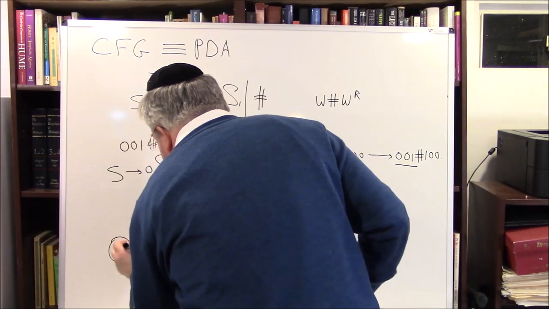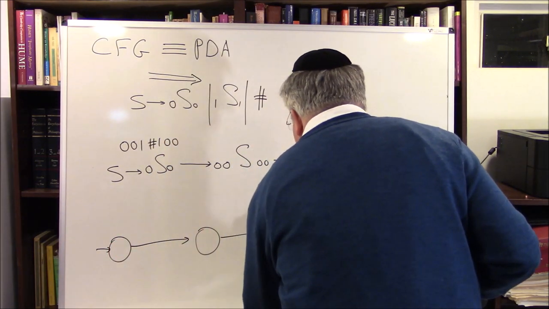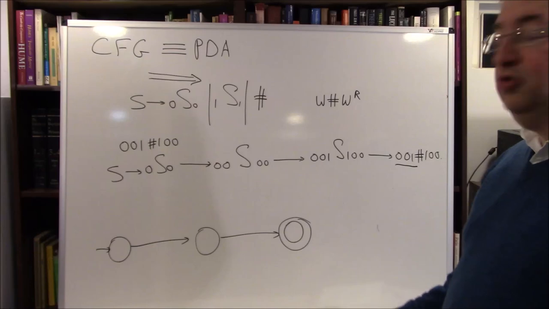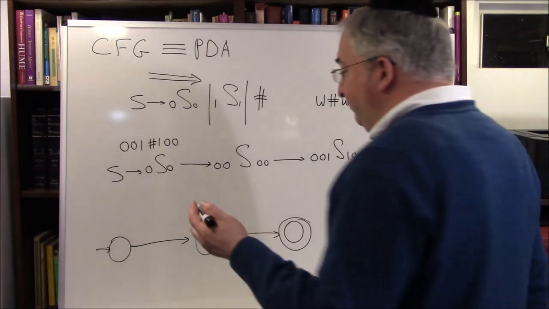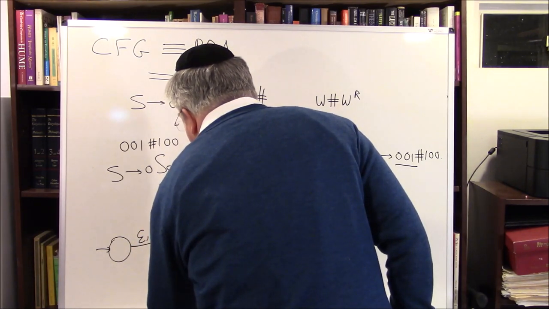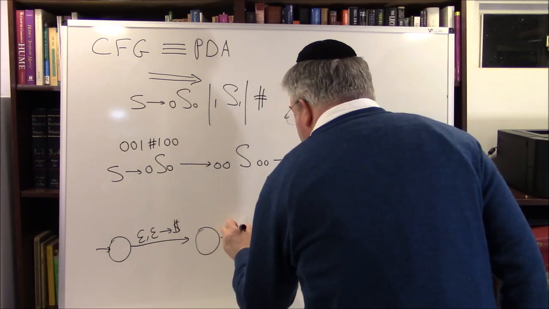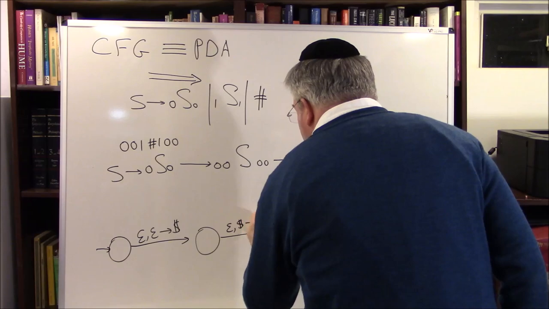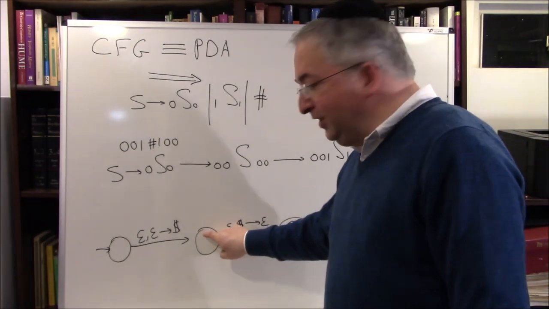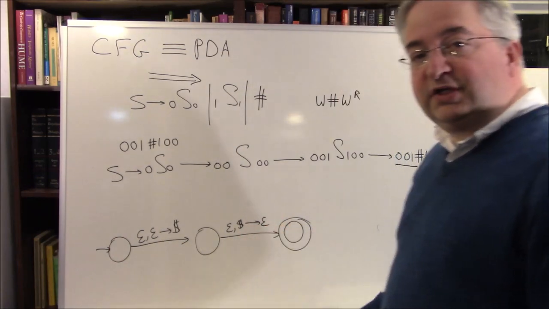Okay. That's the starting state. That's the terminating state. And you know, because I've told you a million times already, what's the first thing you do? You put a number sign at the bottom of the stack. And what do you do here? You don't read anything. If you see a number sign, don't push anything. Go to the accepting state. So all the hard work will be done in this state. This is standard in every single pushdown automaton we saw.